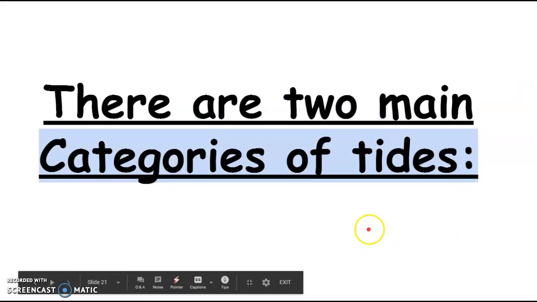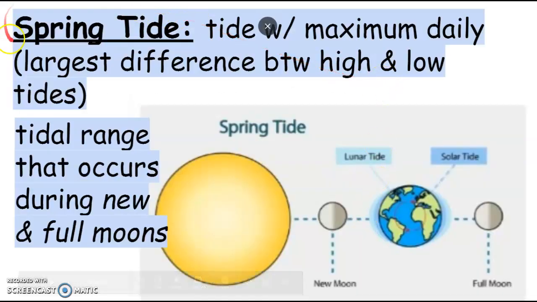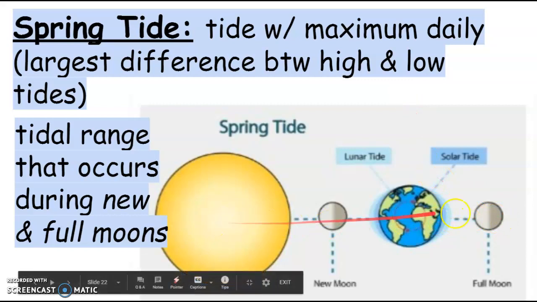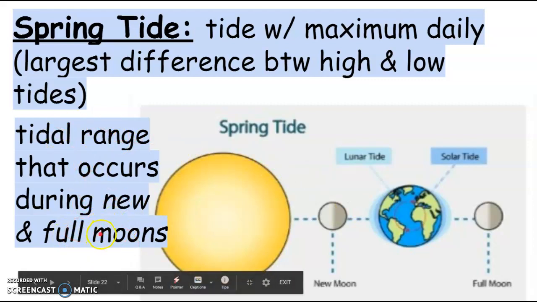There are 2 main categories of tides, and make sure you learn these well. Spring tides. Spring tides, you'll have your highest highs and your lowest lows. And that's because the Earth, the moon, and the sun all line up. So you get your greatest gravitational impact on the ocean basins during spring tides. And you'll find that these occur during the new and full moon phases.